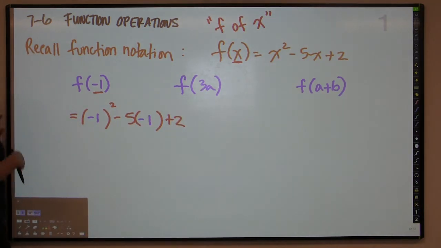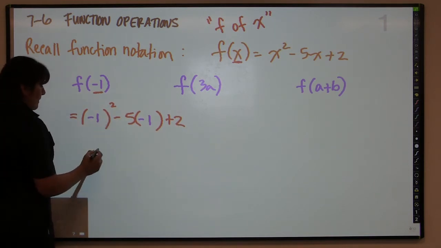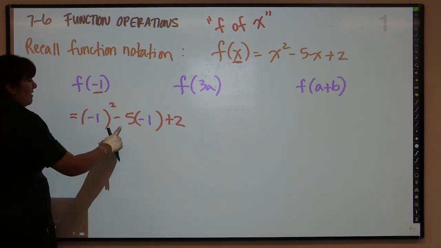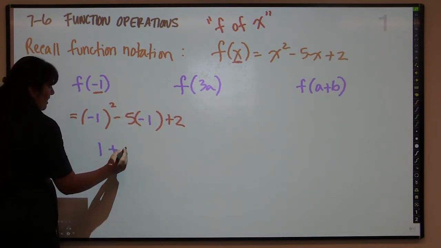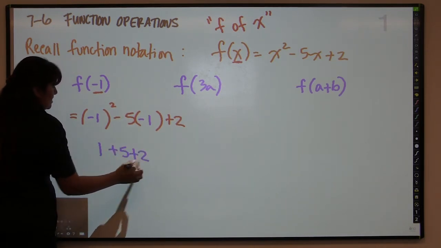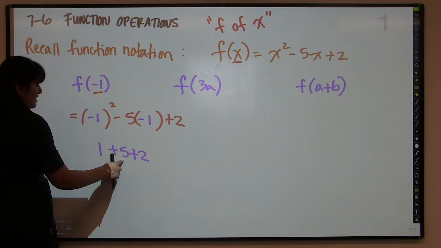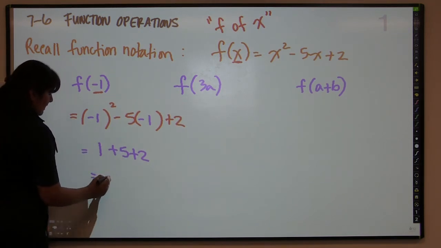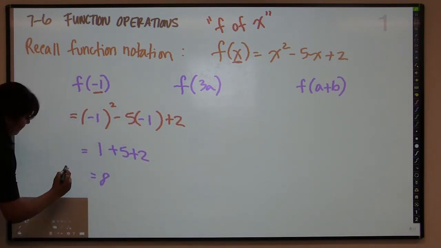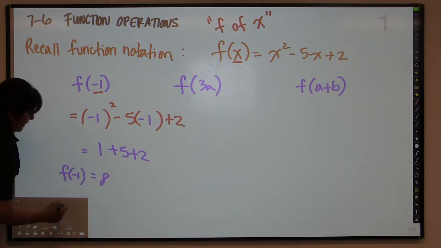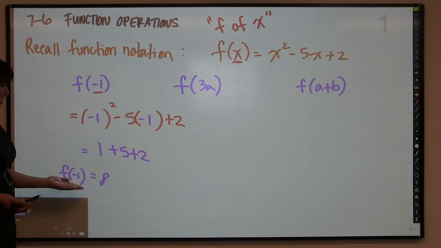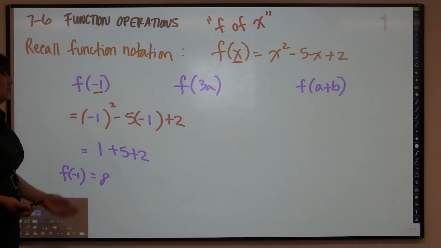So when I do that, I continue to just simplify the expression like normal. So -1 squared becomes +1. And then -5 times -1 is +5 plus 2. So 1 plus 5 is 6, and 6 plus 2 is 8. So in this case, f of -1 is 8. In other words, the value of the function when x is -1 is 8.